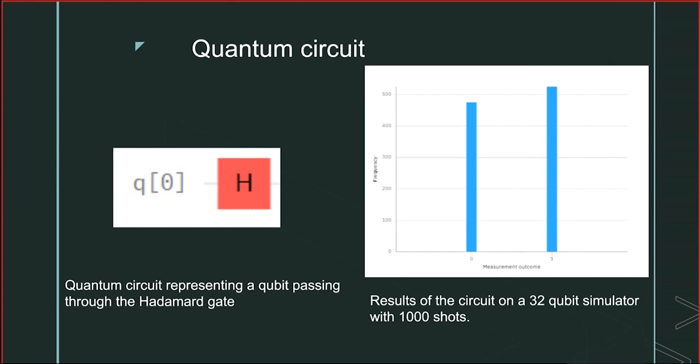On the left, we can see a very simple circuit composed only of a qubit in the 0 state at the beginning, passing through a Hadamard gate. This makes the qubit go from the 0 state to the plus state. The results of this circuit are presented in the histogram on the right.